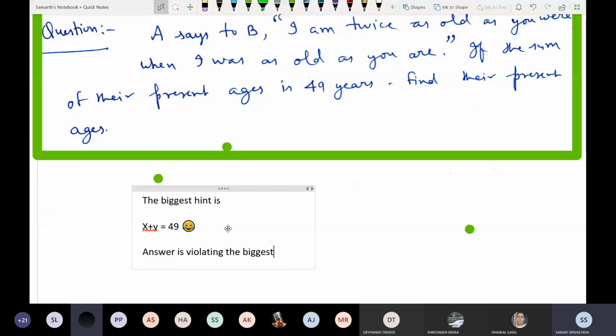Sir, is the answer B's age is 14 and A's age is 28? No, 14 and 28, if you add them, the sum is coming 42. It is also not correct. But you have to show the working. The main thing is that I don't want only the answer.